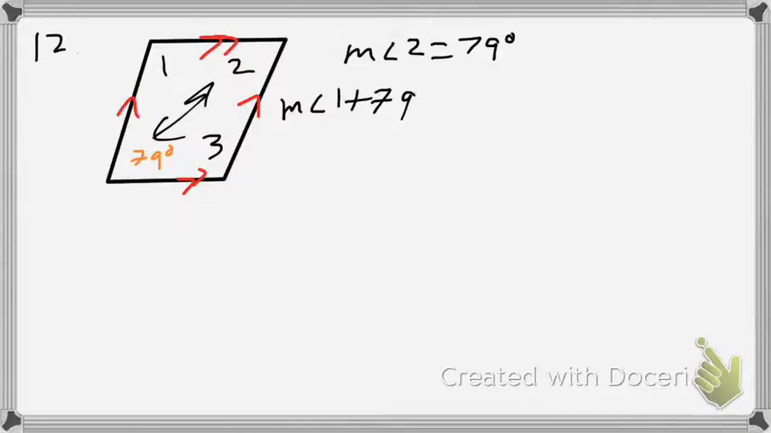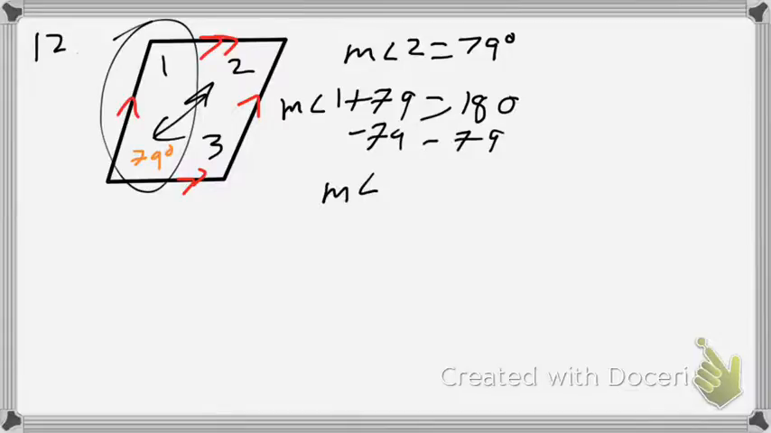We also know that 1 plus 79, hey, those are consecutive angles, so those are going to be supplementary. Subtract 79 from both sides, and measure of angle 1 equals 101. Measure of angle 3 is going to be congruent to the measure of angle 1. Why? Because they're opposite angles. Also, 3 and 79 are consecutive angles, so they're also supplementary.